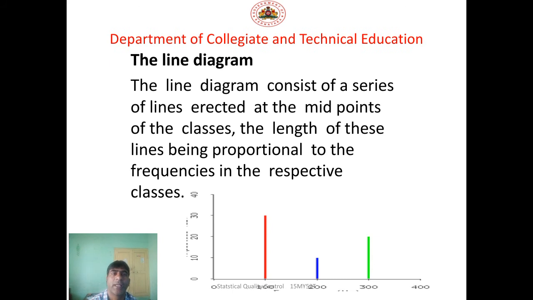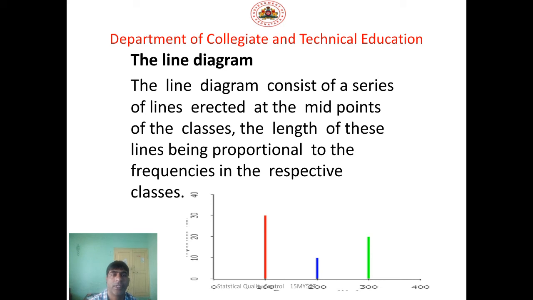So the first one was the line diagram. As we have seen in the last class, there were four types of frequency graphs, and the first among them was the line diagram. What is a line diagram? A line diagram consists of a series of lines erected at the midpoint of the classes, the length of the lines being proportional to the frequency in the respective classes. See here, students, it is one of the simplest forms of frequency graph.